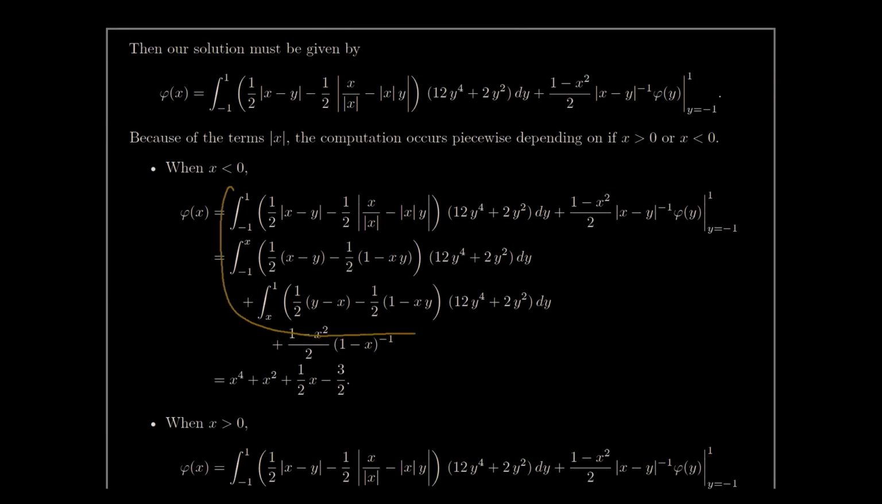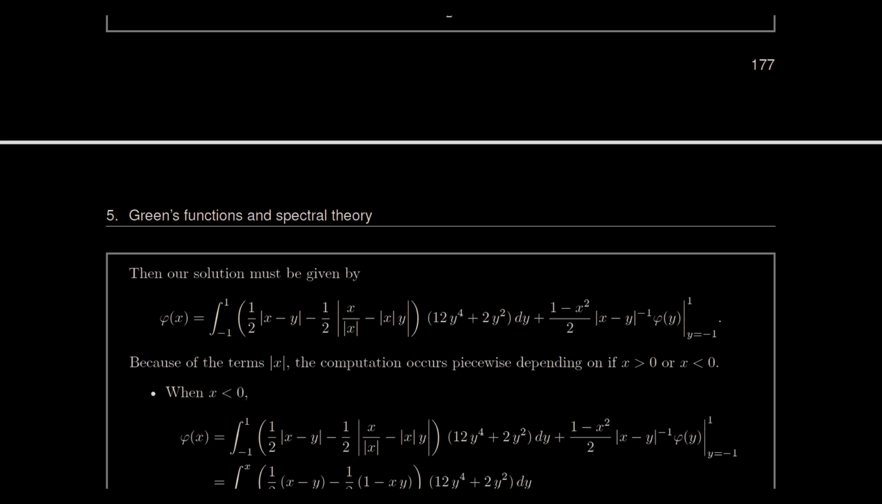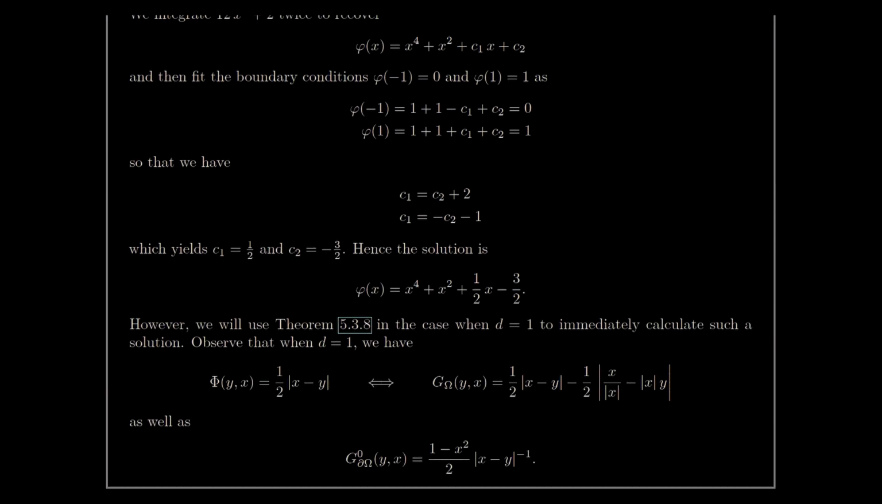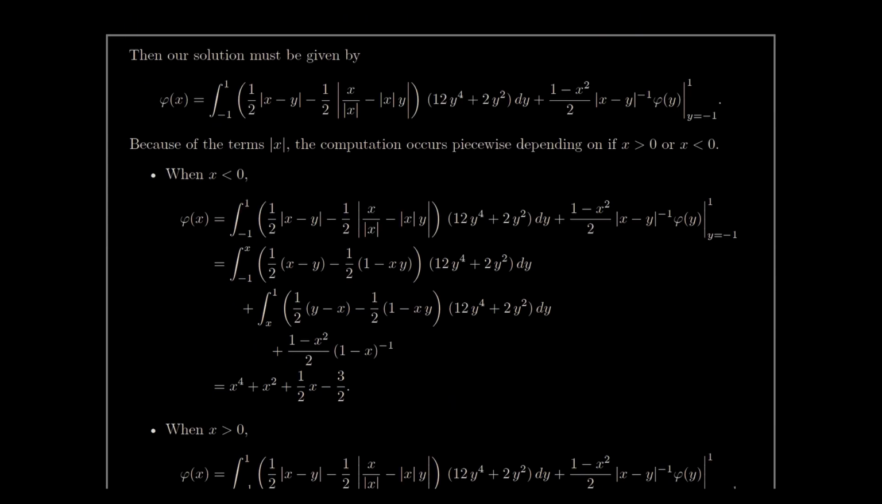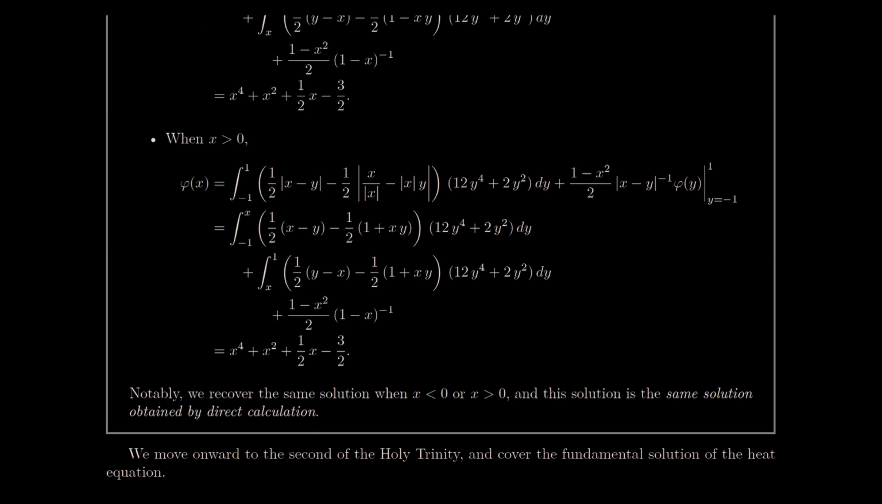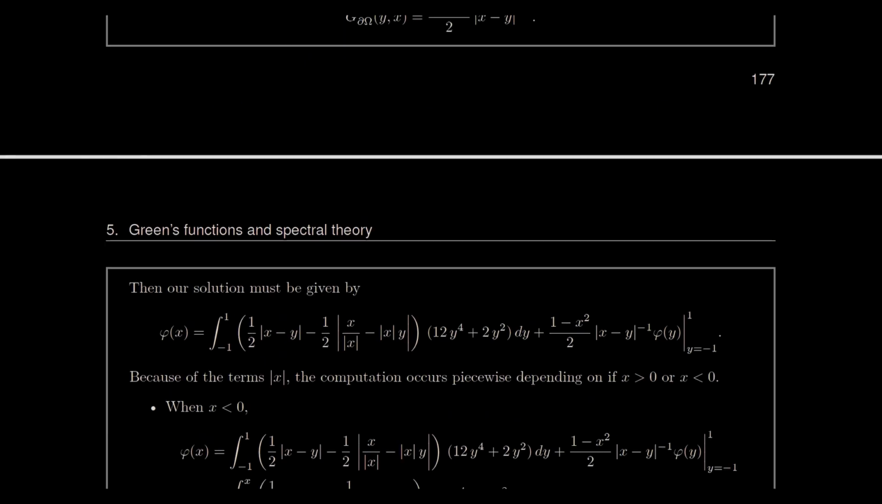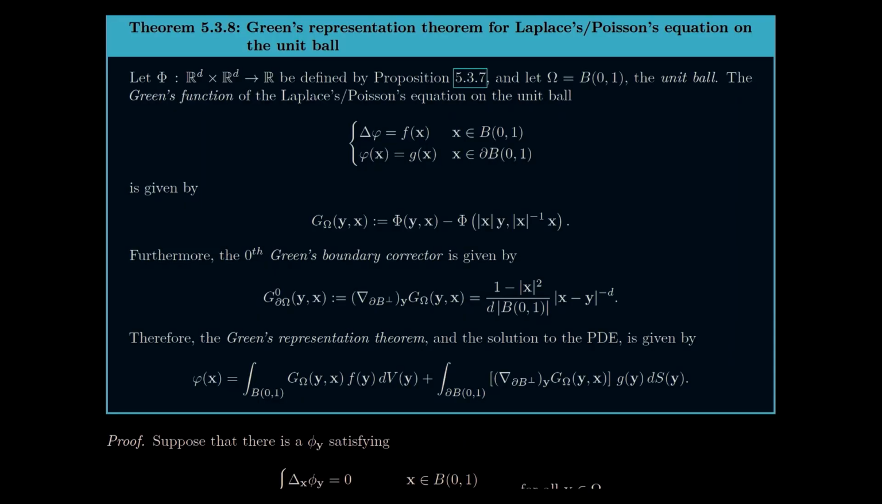When you go through all of that work of computing that lovely integral transform, and add it to this term at the end, what you end up getting is x to the 4th plus x squared plus 1/2 x minus 3/2. And what do you know? That's exactly what we had recovered directly. That's technically only true for negative x's, and so you can repeat the procedure for positive x's, and believe it or not, you do recover the exact same formula. And so this Green's representation theorem for the Laplacian really does work.